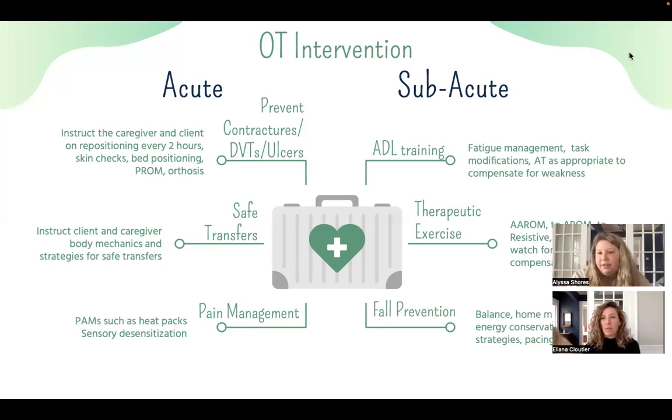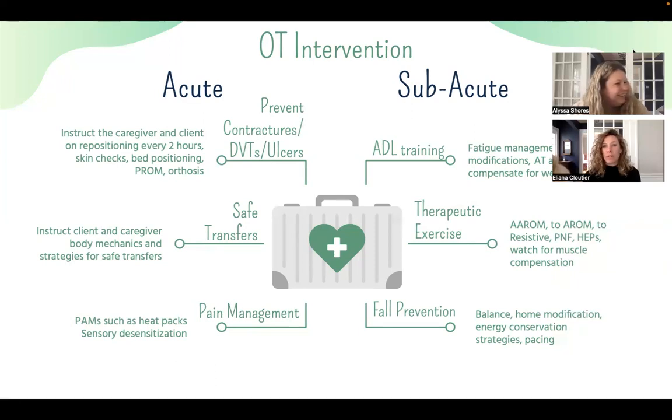And then obviously, we have therapeutic exercise. So active assist range of motion to active range of motion to resistive exercises would definitely help someone get back to where they were before. Home exercise plans, implementing those, and then PNF. Those movements are shown to help people with GBS recover and regain movements faster.